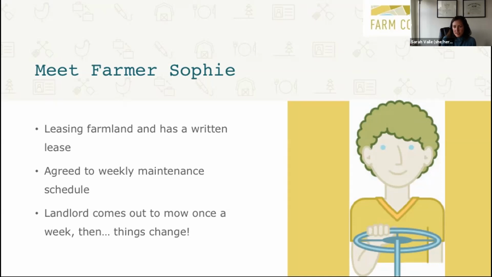Sophie organized her business schedule around Tuesdays, noting it down as a maintenance day. And for the first 6 months of the lease, this worked great. The landlord came out on Tuesdays to mow. Everything was going great. She got to focus on growing her farm business, and the landlord got some exercise maintaining the grounds, and the farm property looked really good for farm guests and customers. But as it happens, things changed.